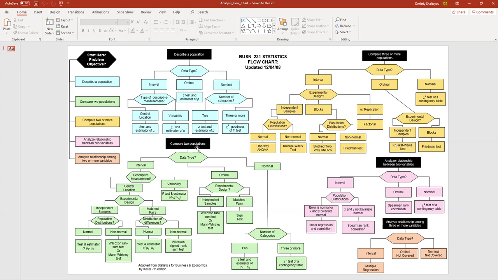In my case, I'm comparing two populations. Is that correct? Yes. I'm trying to see if MBAs with finance get an average higher offer than MBAs with marketing. Okay, what data type do I have? Clearly it's interval, these are salaries. Descriptive measures: do I deal with central location or variability? Central location, because I'm talking about average salaries. Next question, experimental design. Are my data collected as independent samples or as matched pairs? We know the answer to that one. Observations are matching because on one line we have two different people with very close GPAs.